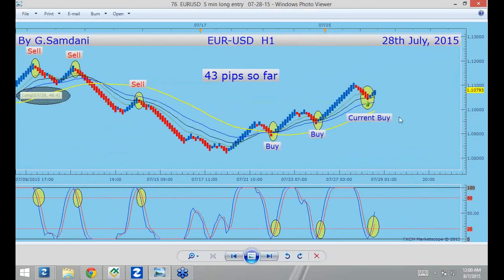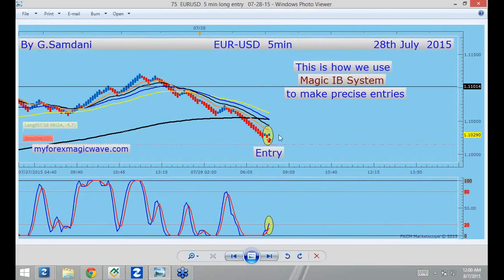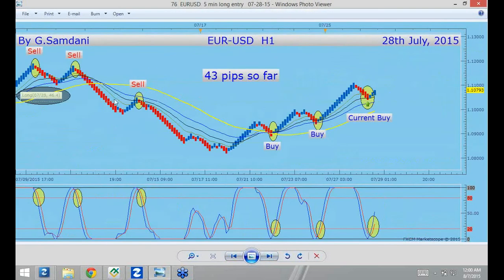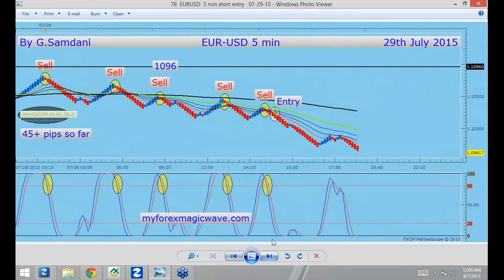On the 1 hour chart, you can see it is 46 pip. This is the one. Okay, this is a 5 minute entry, but I'm showing it on a 1 hour chart because I want to show that all the other possible entries were this one, this one, this one, this one going up. And then I made this entry, right? 46 pip right here. And this one, after going up and then again coming down, sell, sell, sell, sell, sell. Okay, this is my entry, running 50 pip positive right here.